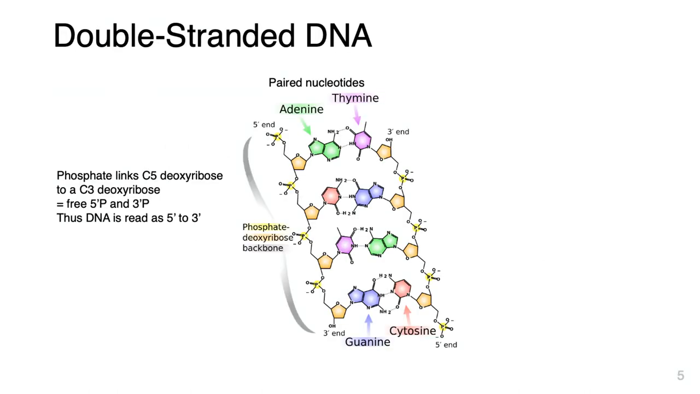The formed nucleotides now move forward to make a double-stranded DNA. This is done by the pairing of the nucleotides inside of the DNA helix. So adenine binds to thymine and cytosine binds to guanine. The backbone of this is that a phosphate group links a C5 deoxyribose to a C3 deoxyribose. That means you have a free 5' phosphate at one end of the DNA strand and a free 3' phosphate at the other end of the strand. That's why DNA is read as 5' to 3'.